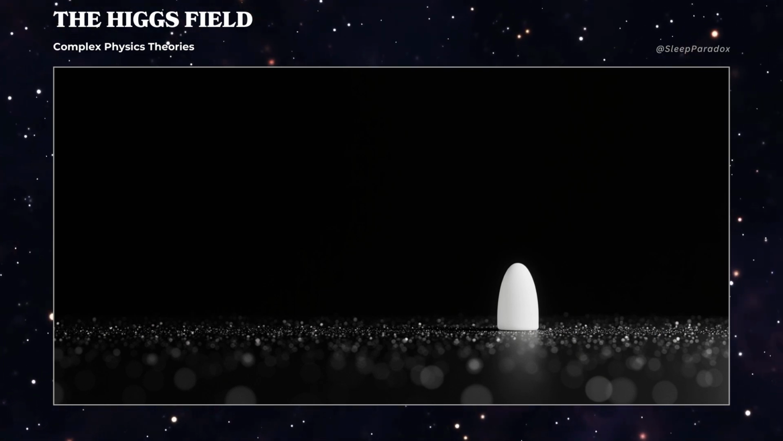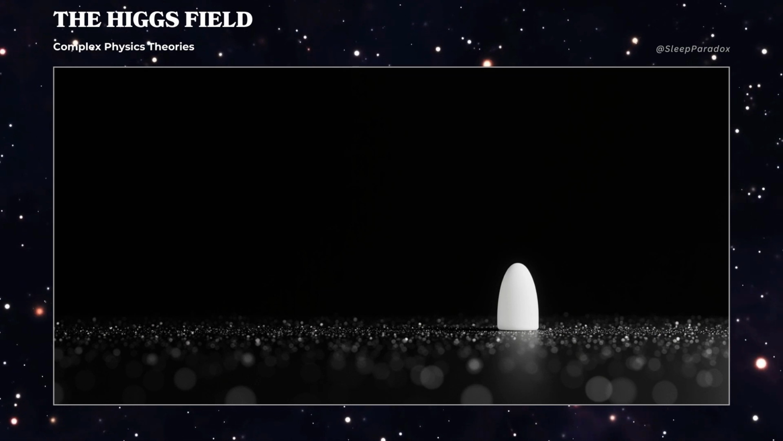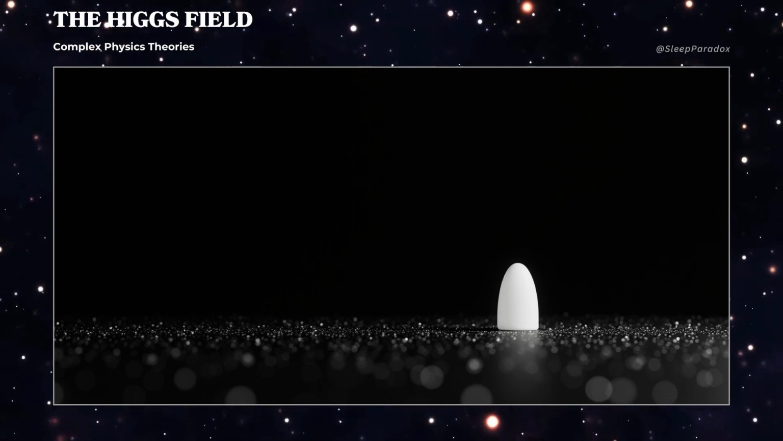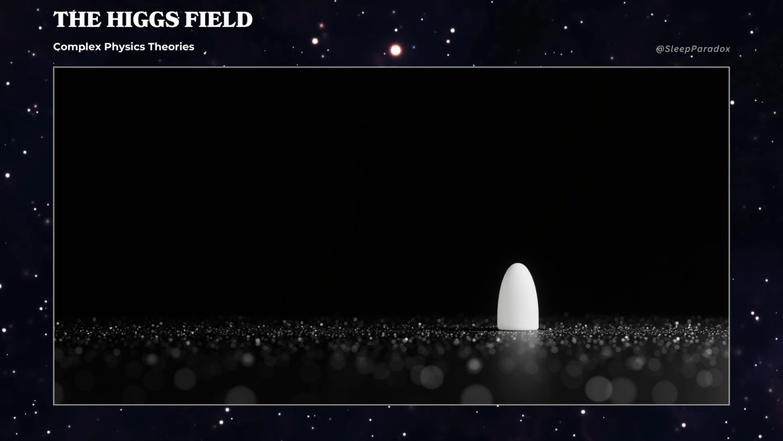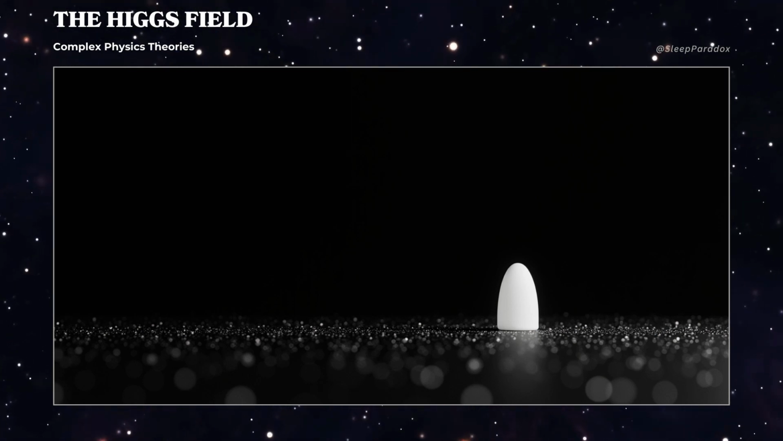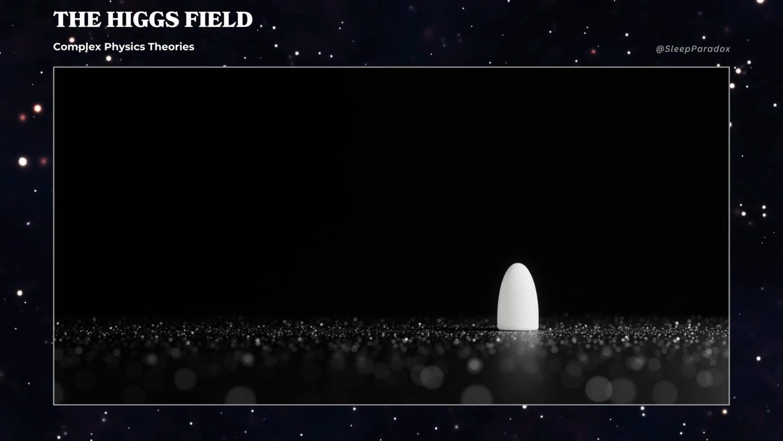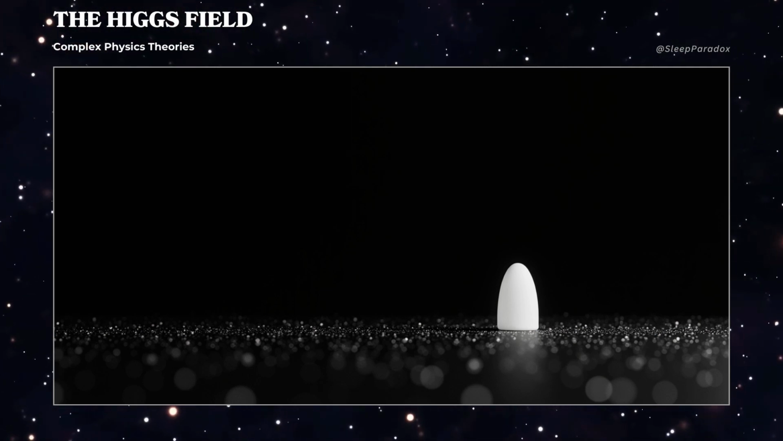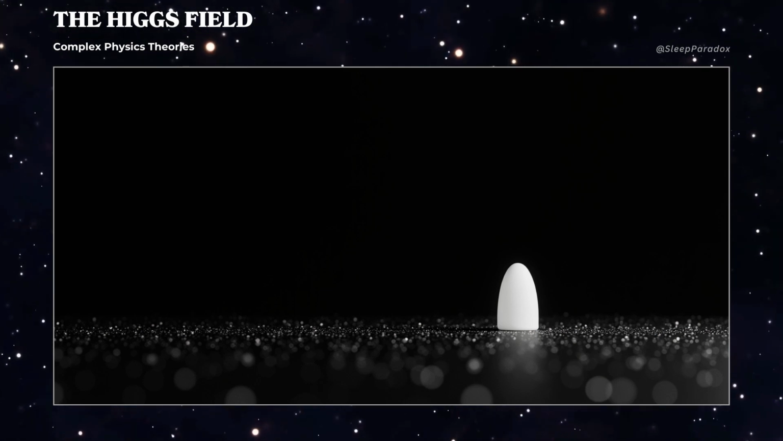To grasp the idea, picture a grand ballroom filled with people. Imagine the people as particles moving through the space. In this scenario, the Higgs field is like a dense crowd within the ballroom. Some individuals glide through the crowd effortlessly, while others struggle to pass through, negotiating each step. This friction, the resistance they experience, is akin to what gives particles their mass.